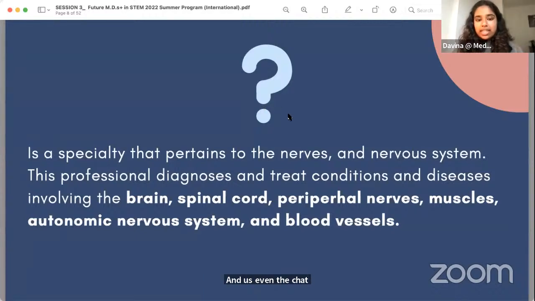Perfect. Yes, I think EDT said it first, but yes, neurology is correct. And we also talked about this at our last workshop as well. So great job, everyone.